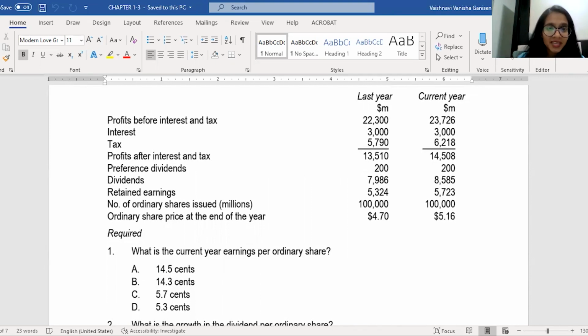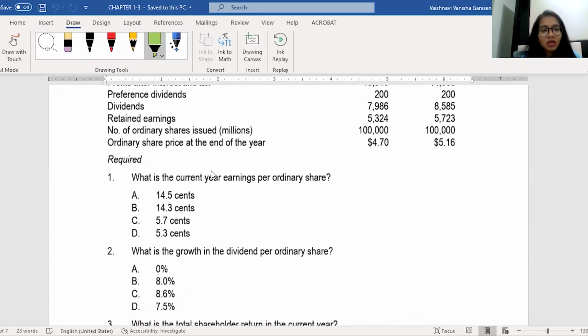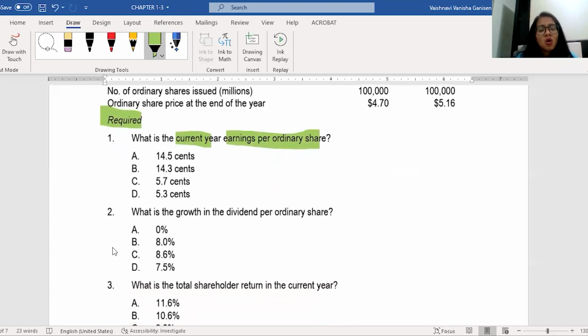I always tell my students, whenever you are doing an ACCA type question, what is your objective? Number 1, please remember your objective is to answer the examiner requirement. So what is the examiner requirement here? Always identify the examiner requirement, read the requirement first. So look at the required. What is the current year EPS? That's number 1. Number 2, what is the growth in dividend per share?